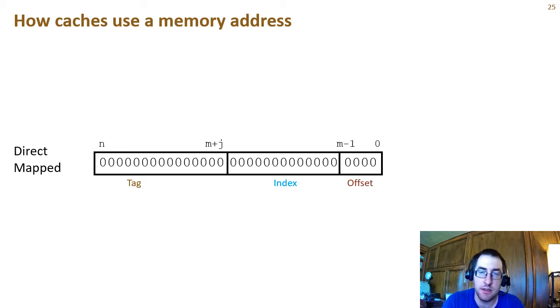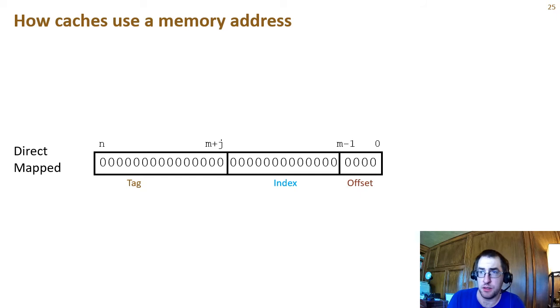So we need j bits to identify the index of the cache, and then the remaining bits from bit m plus j, which is the m and j bits we used in the index and offset, through the most significant bit of the address, n for an n-bit memory address, is called the tag. The tag is used as a comparison to match against whatever is in the cache to see if what we found at the index of the cache is the same address that we're looking for or not.